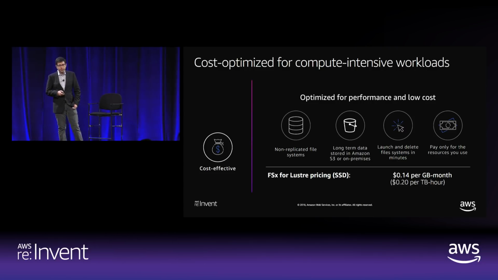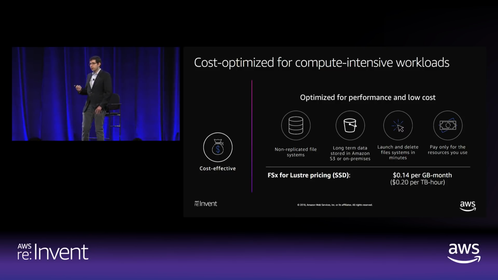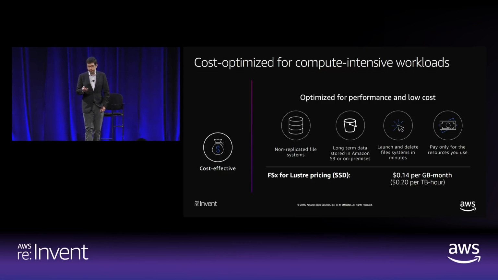And the price is 14 cents per gigabyte per month. An interesting way to think about that, if you think about these as ephemeral workloads, is 20 cents per terabyte per hour. So if you have a few terabytes for a few hours, you can do the math, and it comes out to a few dollars for running these massively large file systems.